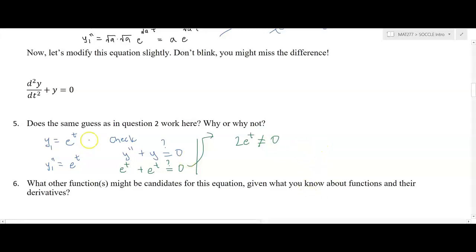Same thing for y1 equals e to the negative t. Its second derivative will be the same, and when you add them, you just get something that's twice as large instead of something that cancels out. So that plus sign here makes all the difference for e to the t.